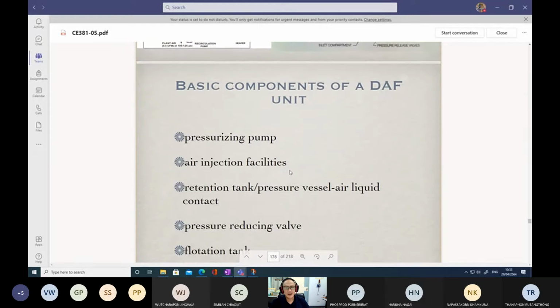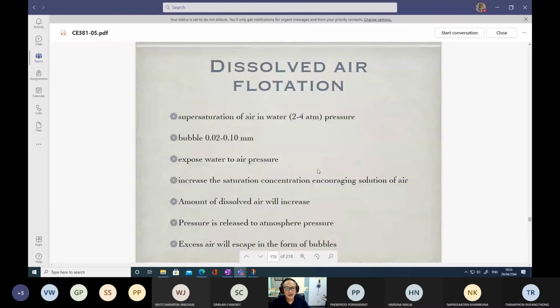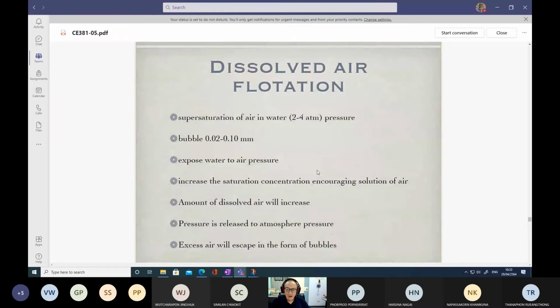These are a list of the basic components of dissolved air flotation. The DAF, or dissolved air flotation, is one of the most common unit operations used in wastewater treatment in the pulp and paper industry.